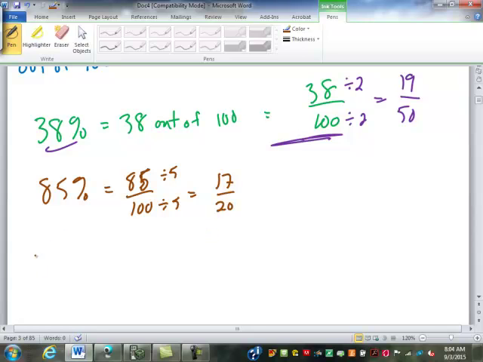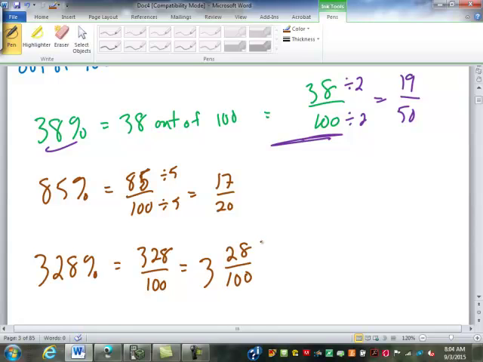How about 328%? Well, it's still 328 over 100. Percent is always out of 100. But there's a couple of things we can do now to reduce this. First, it's an improper fraction. We can make it a mixed number. Perfect. 100 goes into 328 3 times with 28 left over. Now we can still reduce the fraction by 2 or 4 to get 7/25. All done? Got to put the 3 on the beginning. Very good.